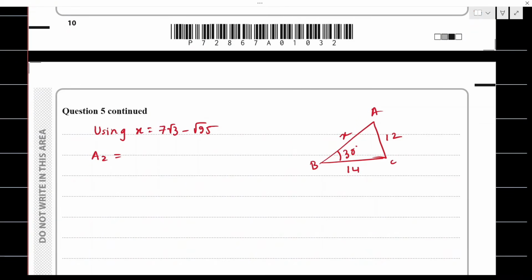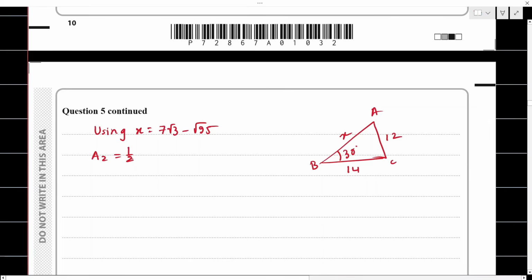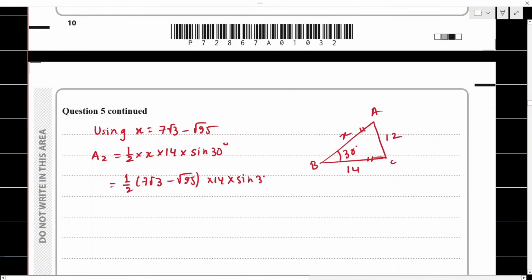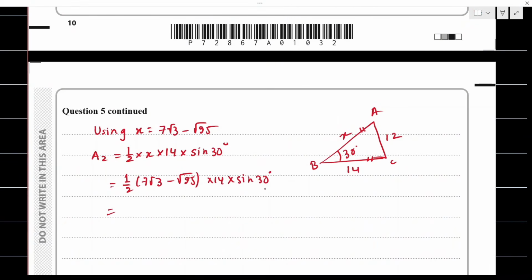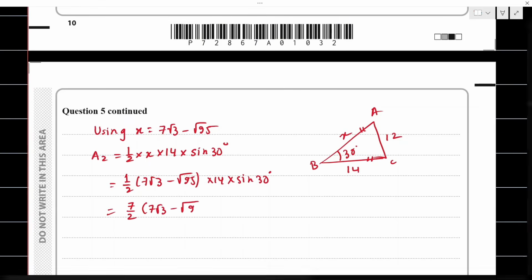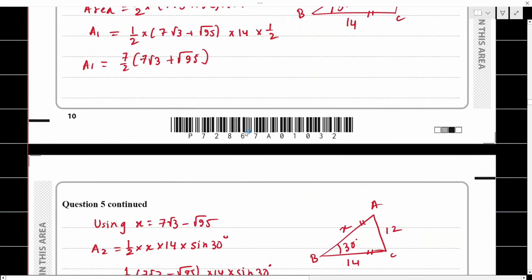So again, I can see from this triangle that area will be equal to half AB sine theta, or half into x, one of our adjacent sides, into 14, our other adjacent side, into sine of 30, the angle between the two sides. The same thing, but with a different value of x. Again, I can use the value of sine 30, which is half, and I simplify this. This will give us 7 by 2, 7 root 3 minus root 95. So these are our area 1 and area 2.